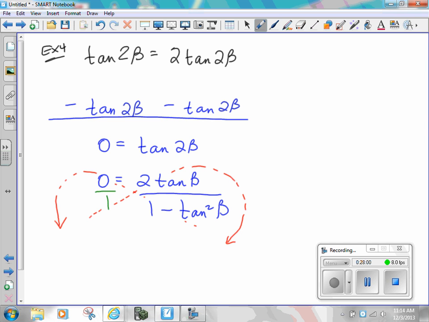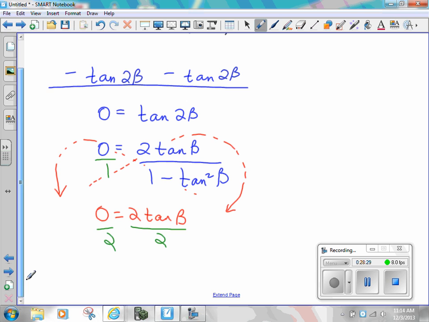What's 0 times anything? 0. What's 1 times 2 tangent beta? 2 tangent beta. What now? I can divide by 2. Hold on, look at it. I can divide by 2 because 2 is the coefficient of my function. So I'm going to divide by 2. My 2's canceled, and I got tangent of beta is equal to who?